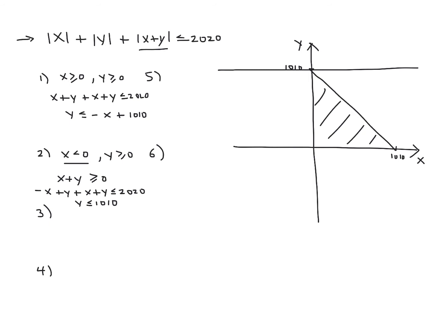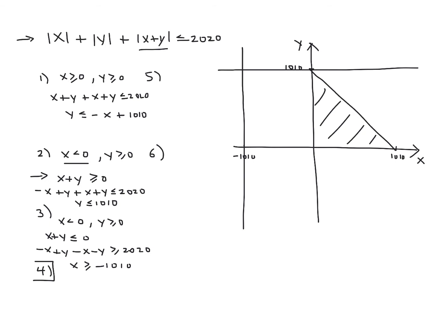Okay. So, all right. Moving right along. Next one, x less than 0, y is greater than or equal to 0. And then this time x plus y is less than or equal to 0. So notice here was greater than. So this becomes minus x plus y minus x minus y greater than or equal to 2020. And therefore x is greater than or equal to minus 1010. So that's just a vertical line this time, minus 1010. And so like this.